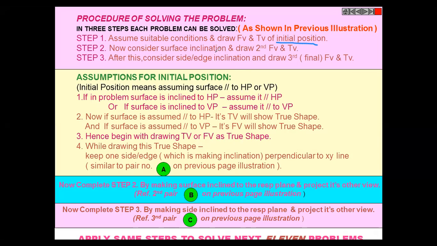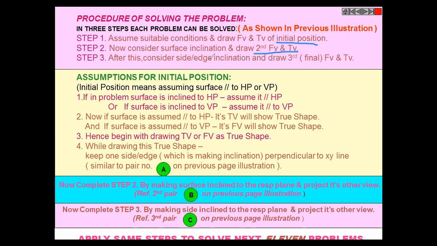Now consider surface inclination and draw the second view, the front view and top view. If you consider only one inclination, initially we assumed that it is parallel to both the planes, though it was not. But now we will take one realistic condition, that it is inclined to either plane. So we will draw that view. Again, we will draw both the views for that, front view and top view.